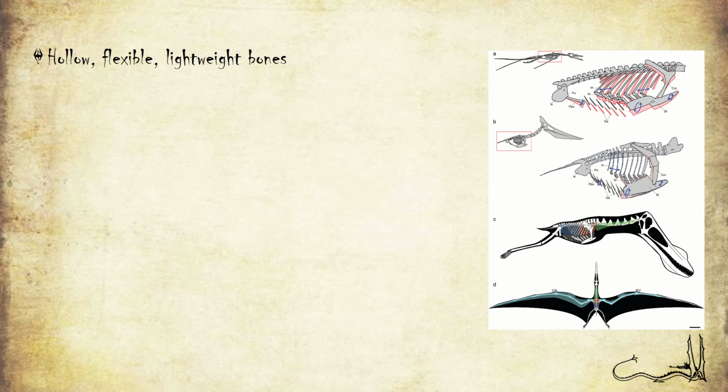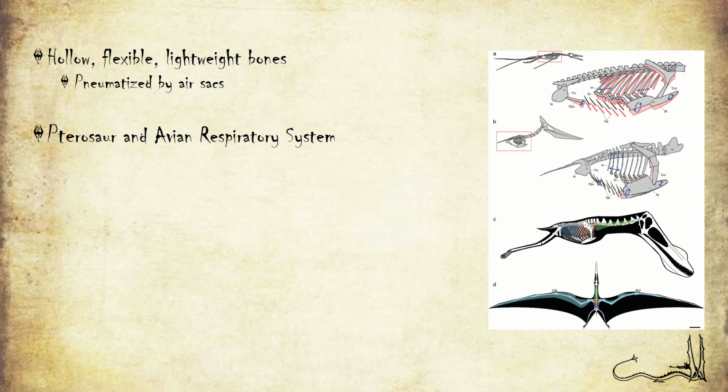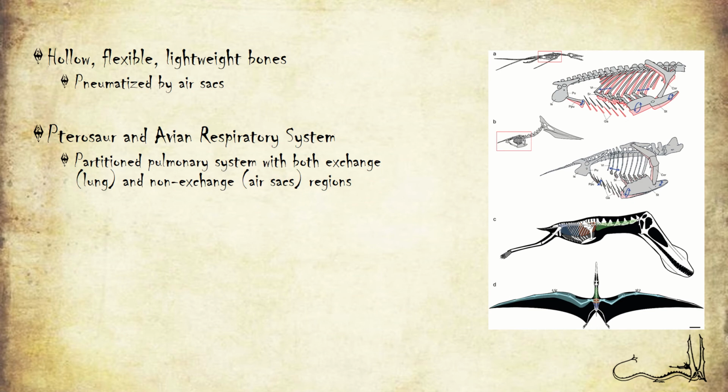In addition to these genes, a dragon would also have hollow, lightweight, and flexible bones, just like pterosaurs and birds. And these bones would be pneumatized or filled with air sacs. And air sacs are a part of the respiratory system found in pterosaurs and birds. And these would include a partitioned pulmonary system, in which gas exchange takes place in the lungs, and the air sac region will just hold the gas in place.